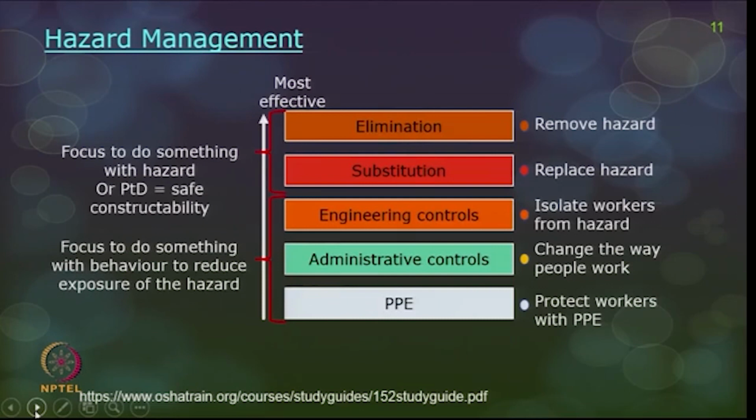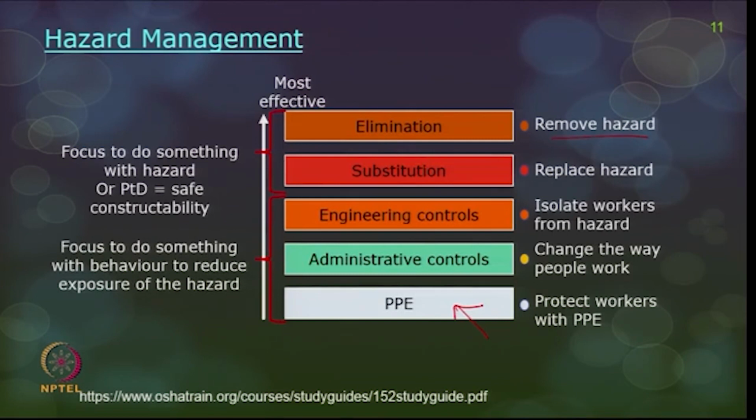So this is actually hazard management. If you see here, this is a 5-step process on how to manage the hazard. Number 1, elimination, which implies remove the hazard. Number 2, substitution, replace the hazard. Number 3, engineering controls, isolate the workers from the hazard. Number 4, administrative controls, change the way people work. Last one is PPE, protect the workers with the PPE. At least this will minimize the damage to the workers.